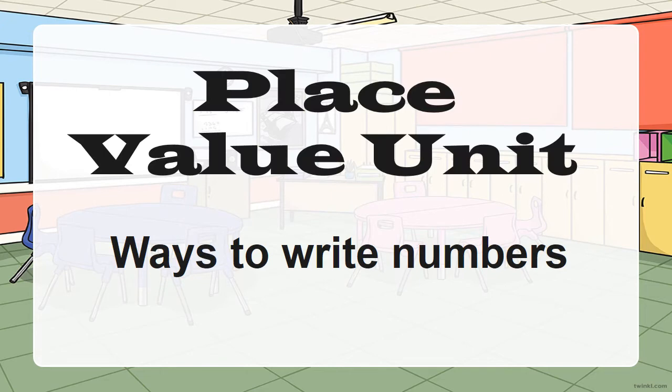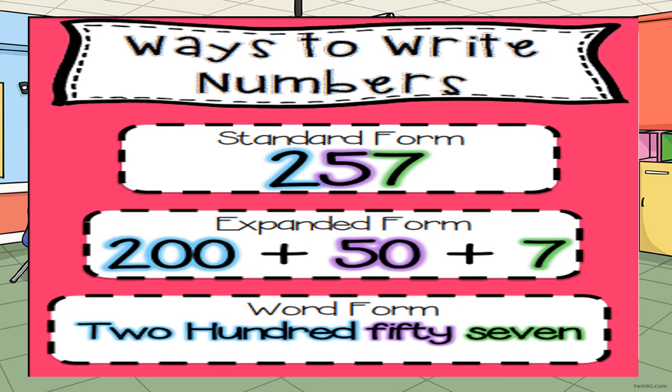Now, we're going to look at ways to write our numbers. First of all, let us know that there are several ways we can write our numbers. The first way is the standard form, the way we write our numbers. And this example is 257. Next is the expanded form. This is where children get into problems.